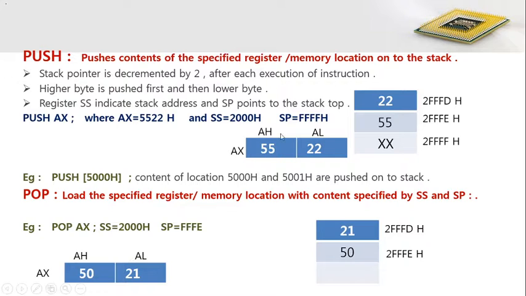Another example is to push the content of 5000H. That means at memory location 5000H we need to fetch the value and store it into the stack segment. First push the value from 5001H onto the stack top, then decrement by 1. Next push the value from 5000H. That is, first the higher byte we need to push and then the lower byte.